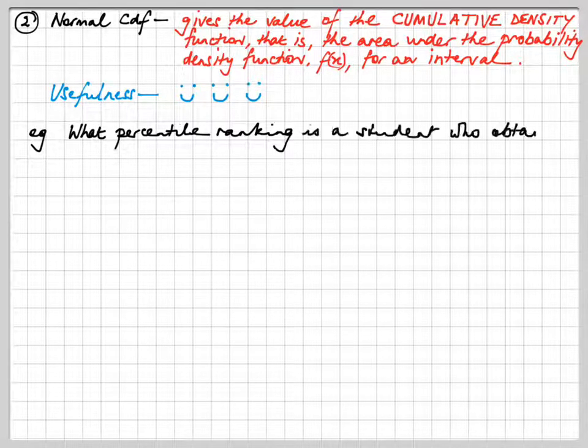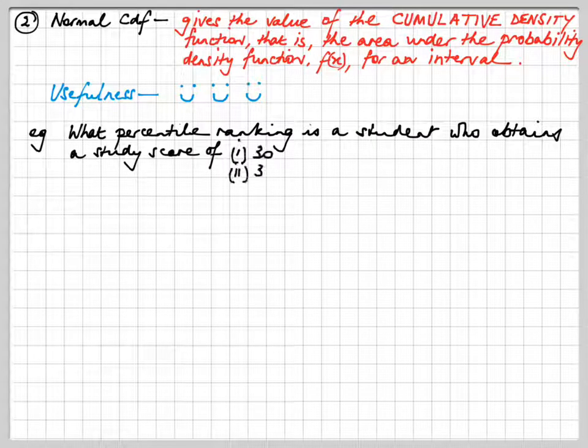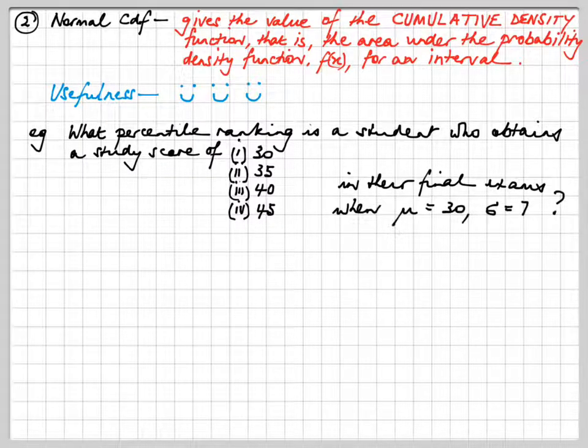What percentile ranking is a student? Now I'm featuring your exams as a normal distribution situation, okay guys? So what percentile ranking is a student who obtains a study score of 30, secondly 35, thirdly 40, and fourthly 45 in their final exam subject, which we'll say will be mathematical methods, CAS, when mu is 30 and sigma is 7, which incidentally are the parameters for every single course study in your exams at the end of the year. Okay, so this is going to be a very interesting case study, right?